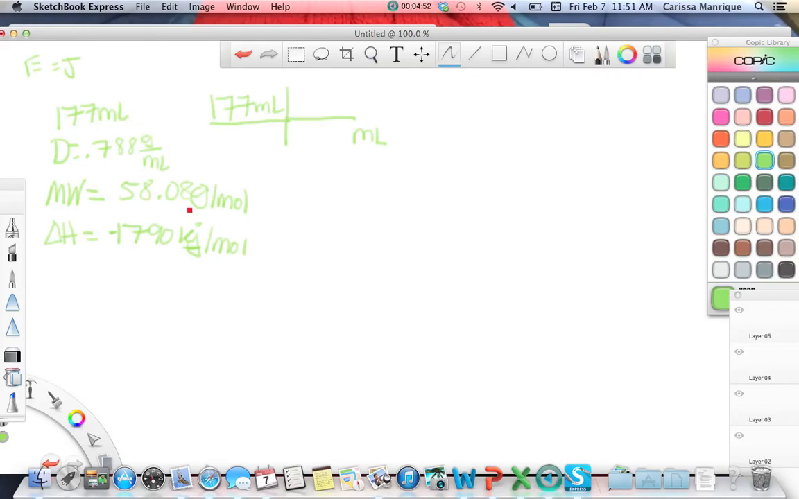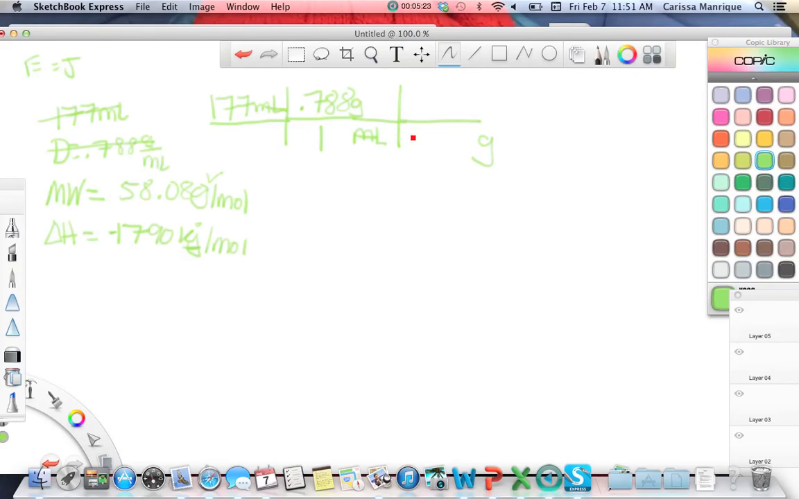Now, we have a milliliter. So what unit in here has a milliliter? This one, right? So we're going to use that one first. We have 1 milliliter is 0.788 grams. That's how we cancel out milliliters. But we don't want grams, we want kilojoules. So we need to cancel out grams. We've used this one, we've used that one. Now which unit that's left has a gram in it? This one, right, has a gram.